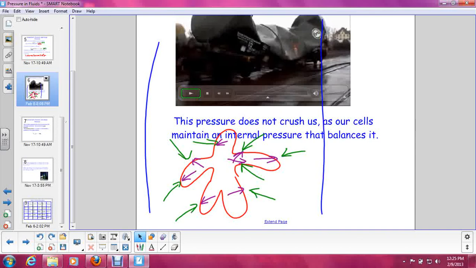Now, this is why, if you were to just go into outer space and jump out of the spaceship with no protective gear, you would probably explode. Because the cells in your body are maintaining about 1 atmosphere of pressure pushing out. And when you're in space, all of this pressure on the outside disappears. So then you have all this internal pressure pushing out and nothing to counteract it, and you would blow up like a balloon, and your blood would probably boil, and it would just be bad news.